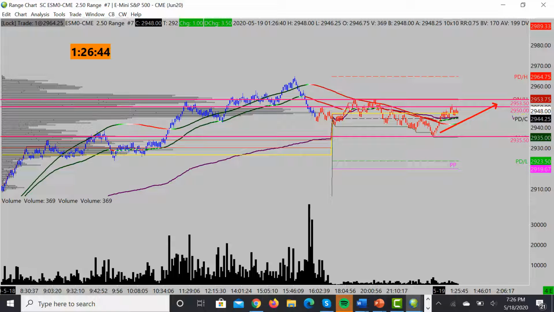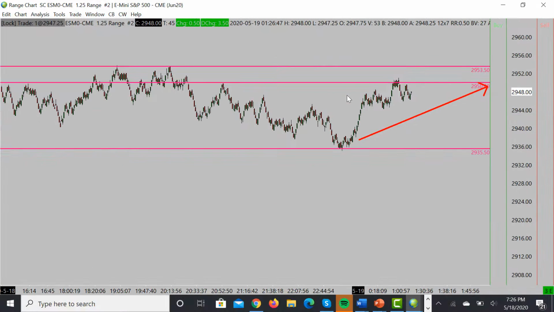Let's take a look at a 5 tick here, see if we can get also a little bit of a closer view on it. Again, same levels that we have, guys.